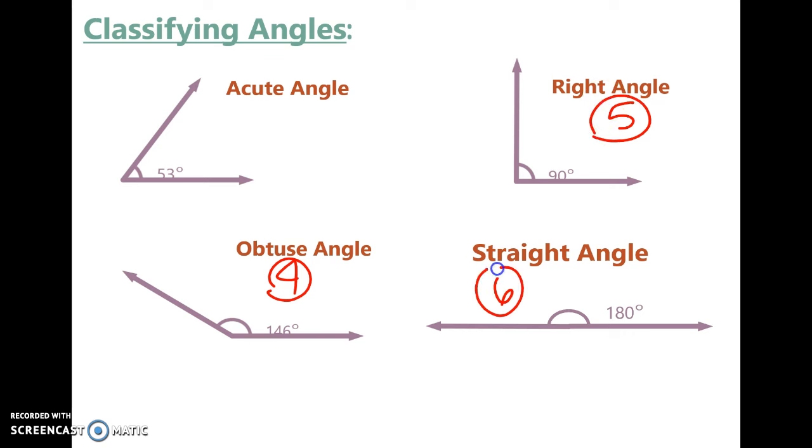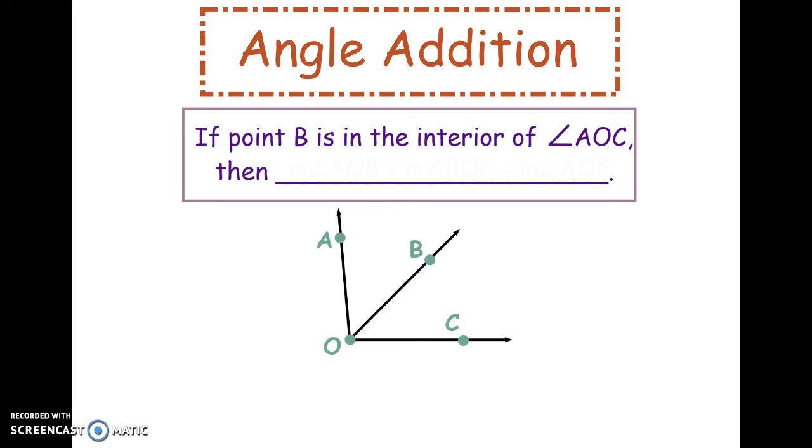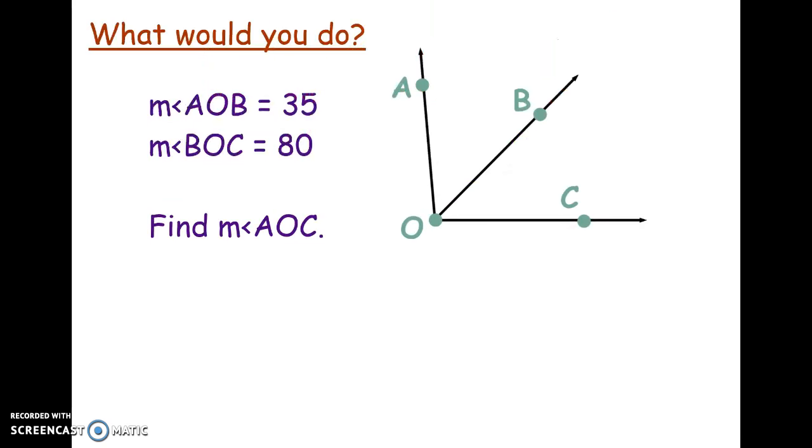Number 6 is straight angles, which is 180 degrees. It looks like a straight line, because it is. And then number 7 is acute angles that are greater than 0 but less than 90. So if we're thinking smallest to largest, acute is the smallest, and then right, and then obtuse, and then straight. We'll talk about that later.